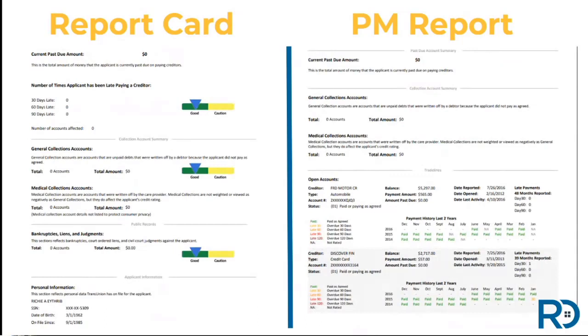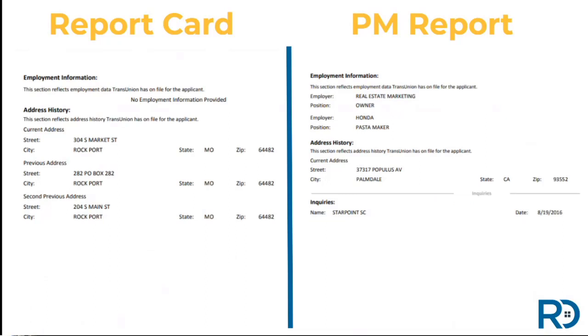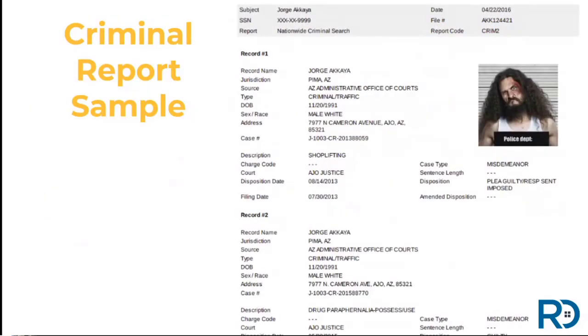So the report continues on after that first page with either a summary of payment history, of trade lines, collections, bankruptcies, judgments, and liens. And then both reports are going to end with employment and address history. Both reports are the same price. Let's talk about criminal reports. Many people don't realize that while credit bureaus link activity to a person's social security number, criminal records do not.